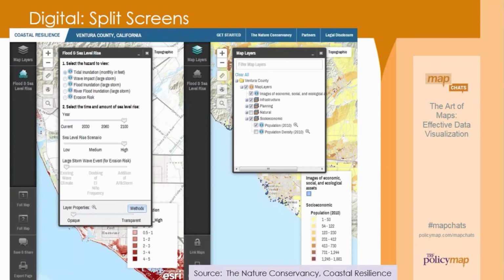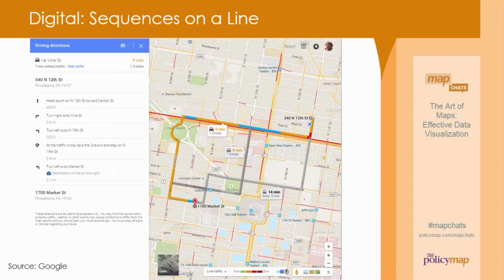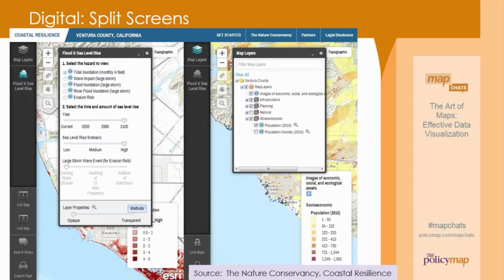A little bit different use of split screens, literally the same geographic area that's locked with the pan and zoom, but with very different data sets from two different periods of time. This is a project with the Nature Conservancy called Coastal Resilience that Azavea worked on.